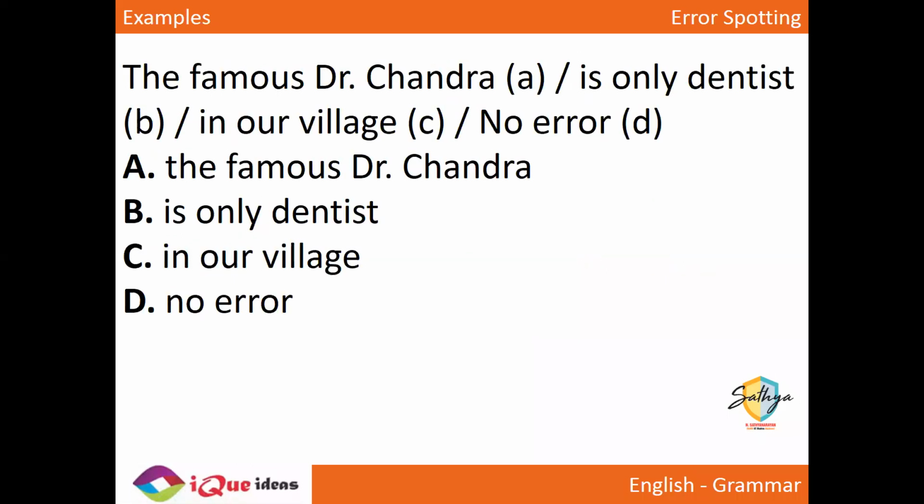Chalo. So without further ado, let's take a look at the first sentence. The famous Dr. Chandra is only dentist in our village. Chota sentence. If there is no error, then of course you can mark D as the answer. If there is an error, what is the error? Which part has the error? And if possible, how do we go about correcting it?